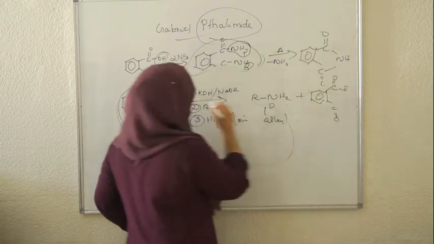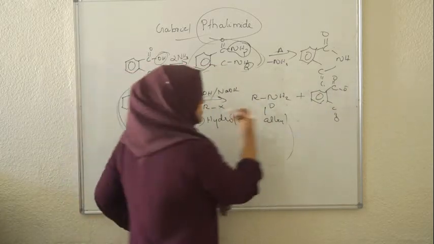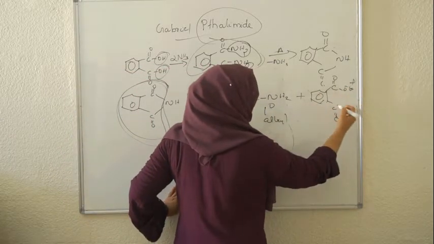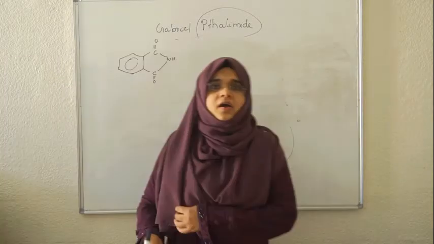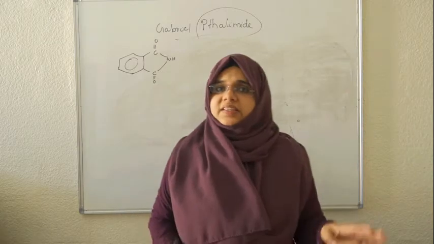This is O minus. If we are using KOH, we will get K plus. If we are using NaOH, we will get Na plus. So this is a salt. Okay, fine. So now let's see the mechanism.